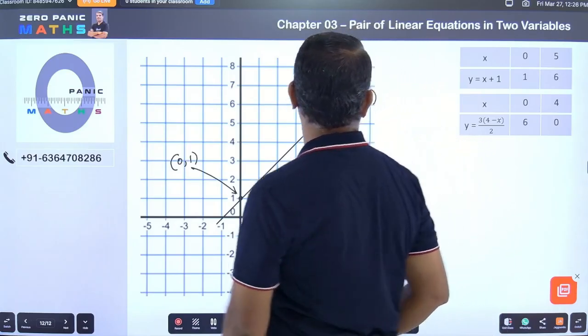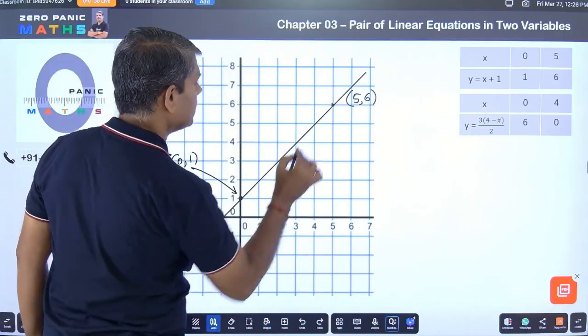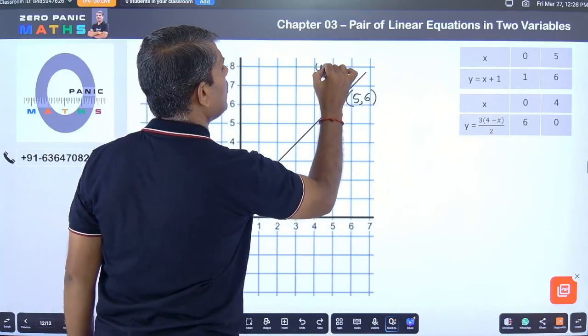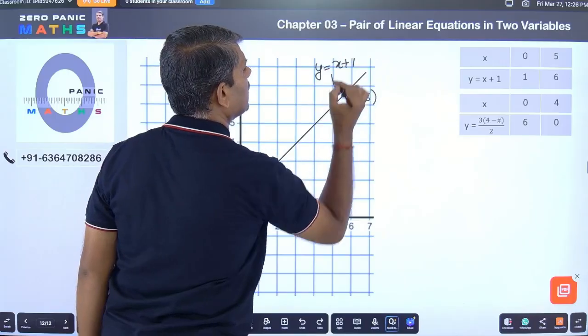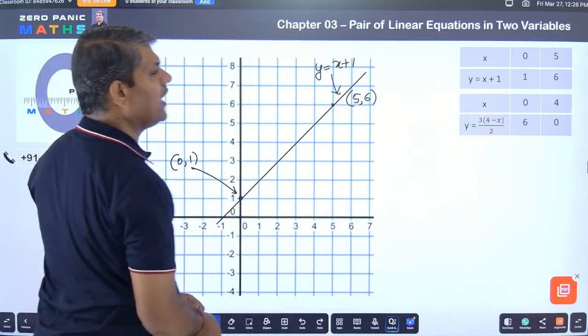Okay. What is this line? The first line, y is equal to x plus 1. Right? Okay.